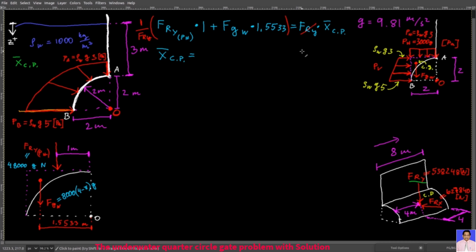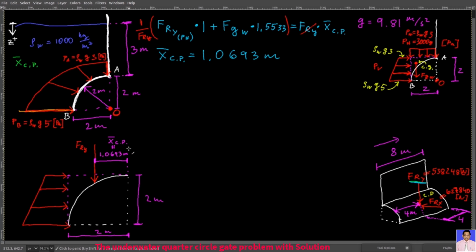So this Fry goes away from here and it will go here. And if you make the calculations, you will find that X bar Cp equals 1.0693 meters. And there you go. Your total Fry vector goes through X bar Cp, that is this number here. And of course it's measured from this point of origin, O, and you measure it horizontally. So it's gonna be somewhere here, a bit more than 1 meter.